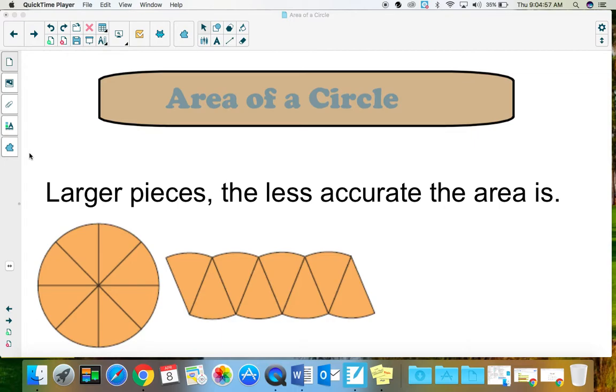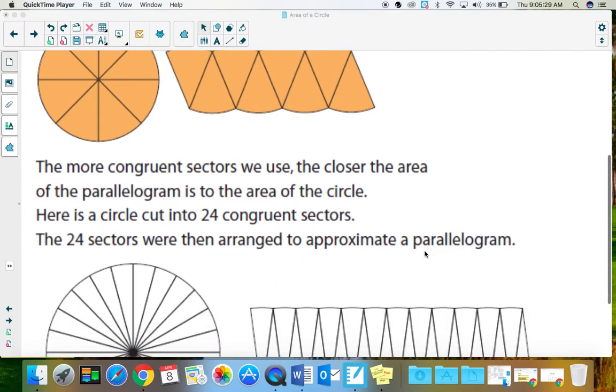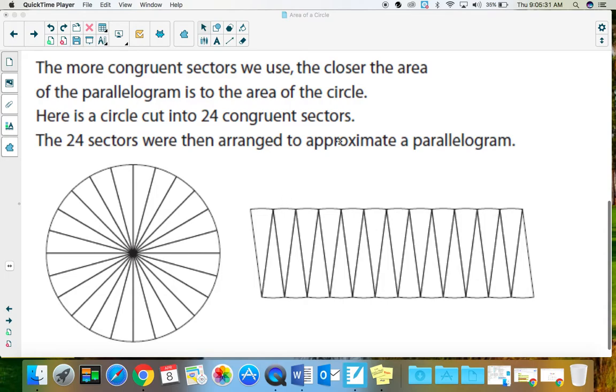In the last video, I showed you how to cut up your circle and rearrange the sector pieces so that you could make a shape that's more similar to a parallelogram. In this example here, you can see what happens when you make the pieces larger. You see this little bit of a curvature at the top of your new parallelogram and the curvature at the bottom. So you'll say, well, how accurate is that going to be if I use the length or the base? The more congruent sectors that we use, the closer the area is going to be to the area of the circle.